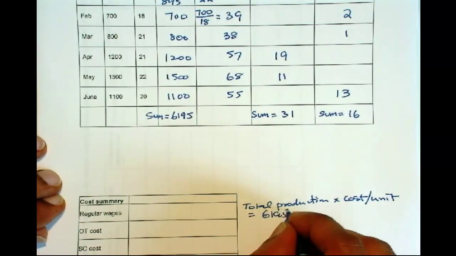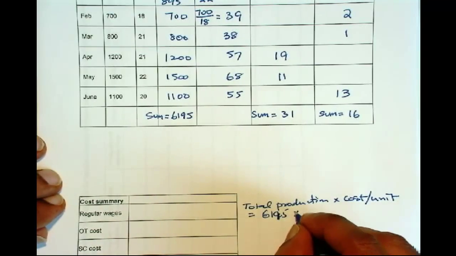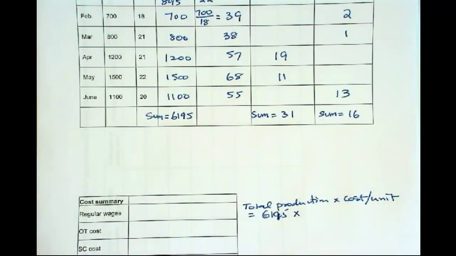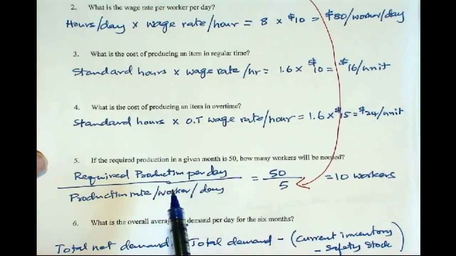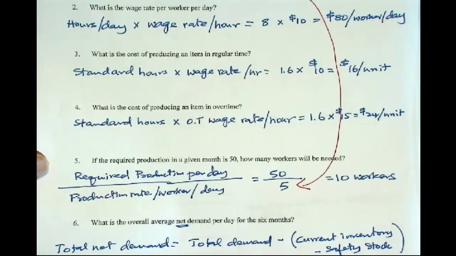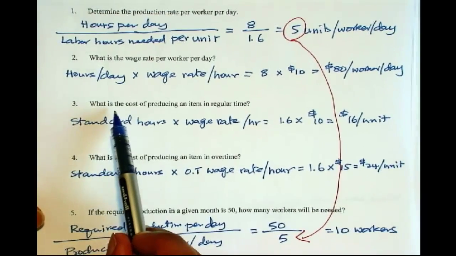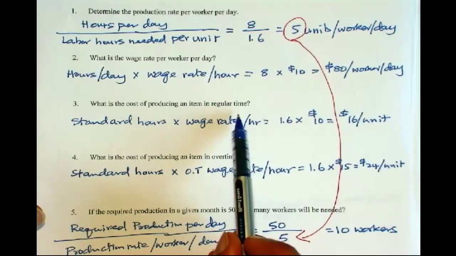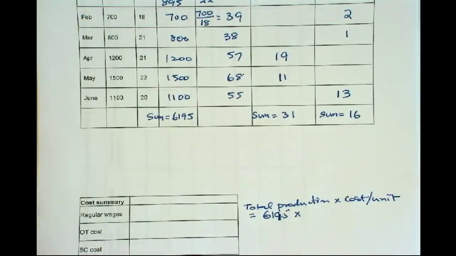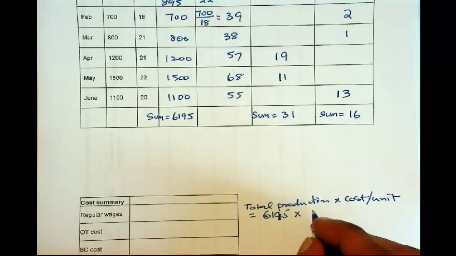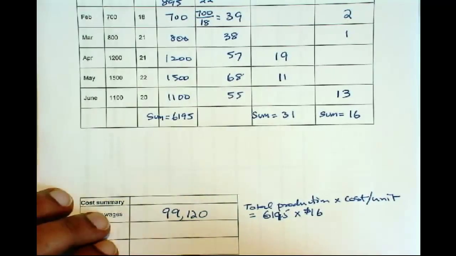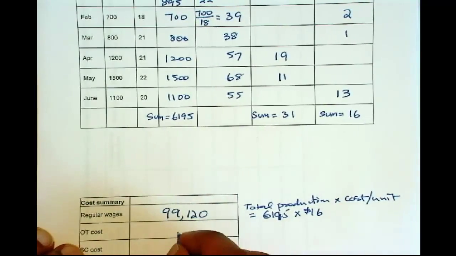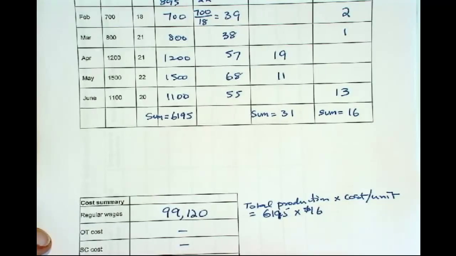So that is 6195. Now cost per unit, we calculated that here in the second page. So these are the factors I said at that time that we will need when we work the problems out. So what is the cost of producing an item in regular time? So that is $16 a unit. So multiply by $16 and you get 99,120. Okay. So no overtime, no subcontracting.